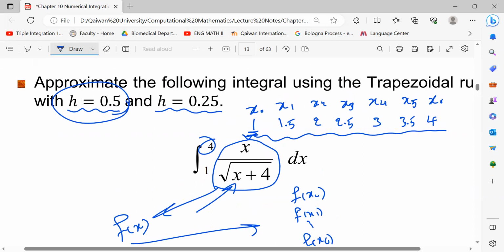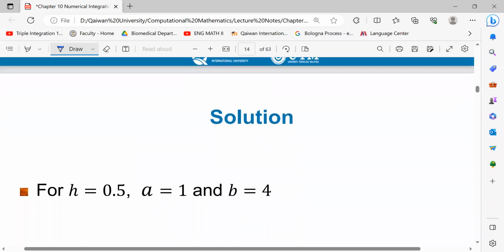In the first step, we need to find the values of the xi's. x0 is the lower limit of our integration. We start from there, then we add h to it to get x1. Again, we add h to get x2, we add h to get x3, up to the upper limit of our integration. Here the upper limit of our integration is 4. That's why we stop at 4.